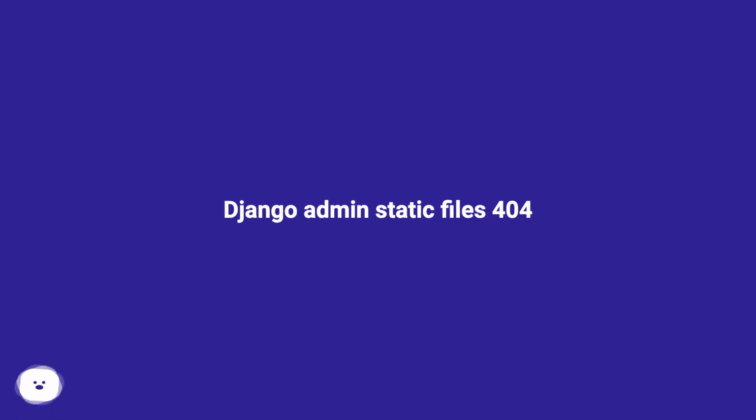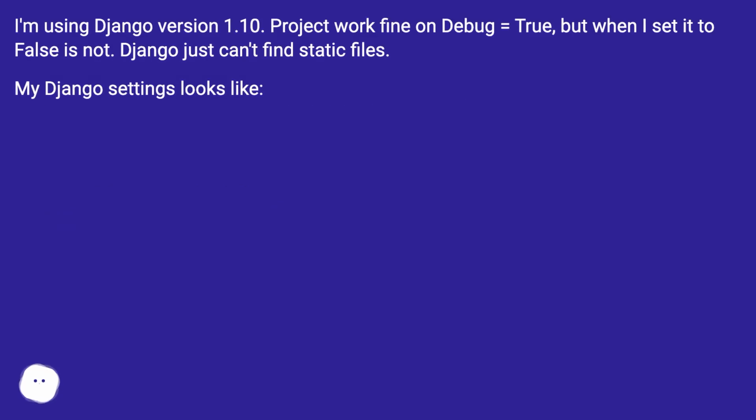Django admin static files 404. I'm using Django version 1.10. The project works fine when DEBUG is equal to True, but when I set it to False, it does not. Django just can't find static files. My Django settings look like this.